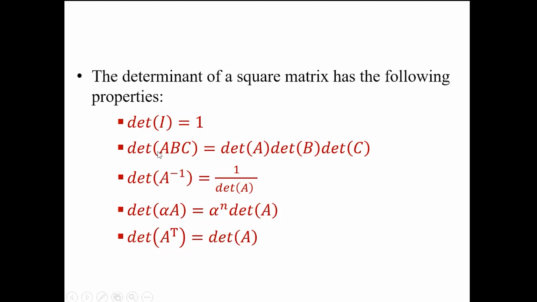If you have the determinant of a product of 3 matrices, the result is equivalent to the product of the determinants of the individual matrices, like this. The determinant of an inverse of a matrix is the same thing as the reciprocal of the determinant, right? If you also multiply a matrix by a scalar and find the determinant, this is what you are going to have.